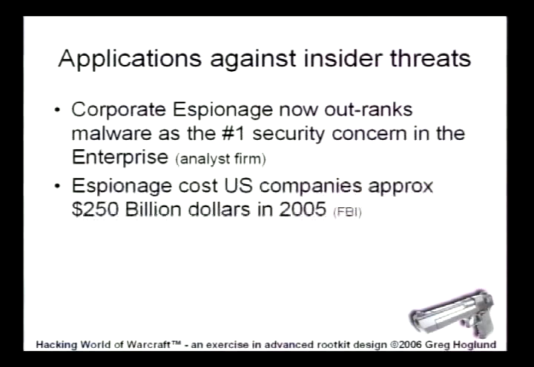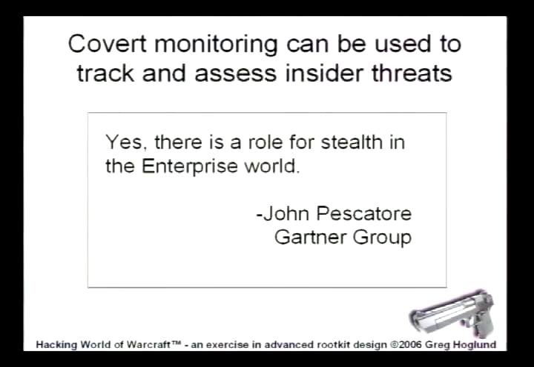Just some notes on that. Corporate espionage now outranks malware as the number one security concern in the enterprise, according to an analyst firm. And according to the FBI, $250 billion a year is being lost in espionage. And our good friend John Pescatori says, yes, there is a role for stealth in the enterprise world. So my hope is that maybe some of this rootkit technology can be used for good to catch bad guys.